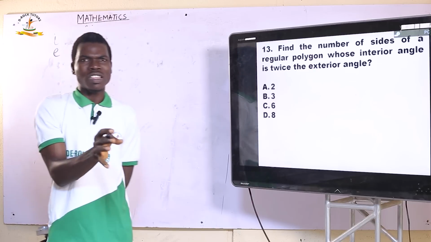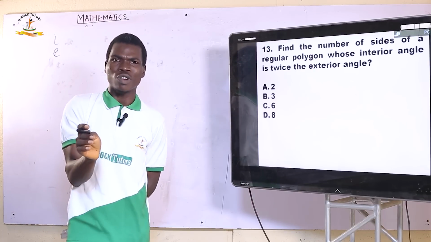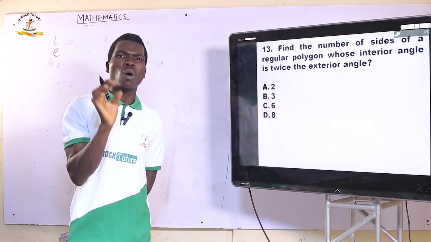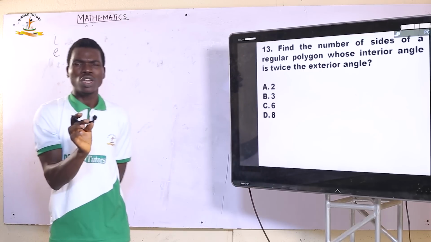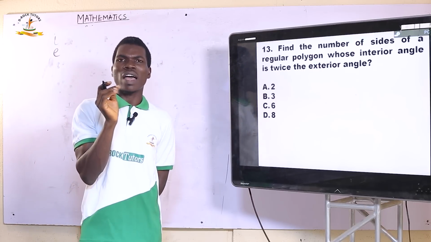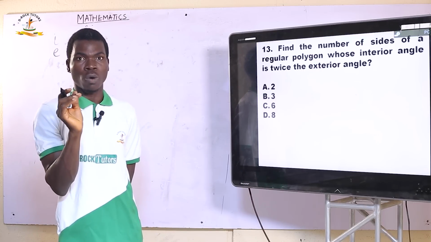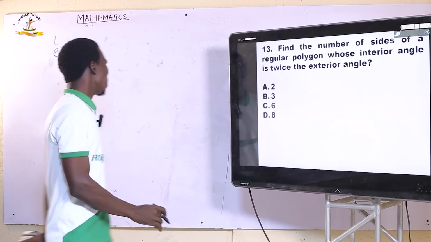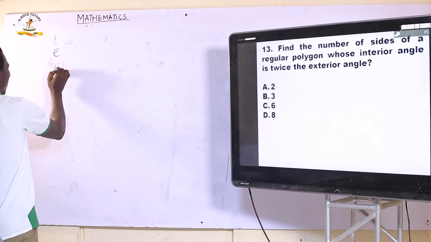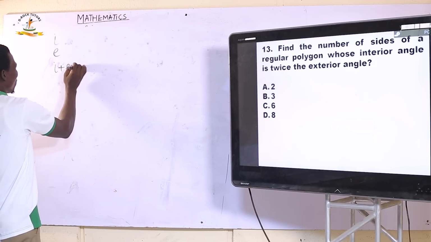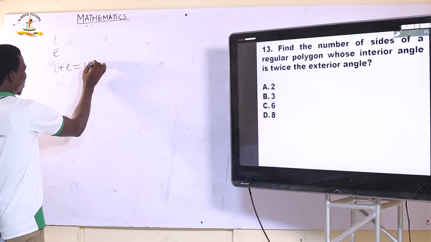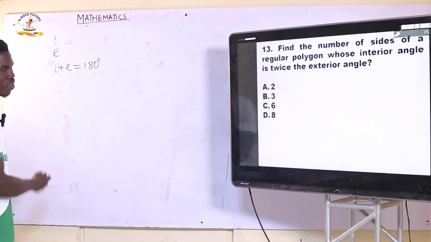The sum of the interior and the what? And the exterior must not be more than 180. In other words, you say the interior and this exterior are what? Supplementary. So let's see that I plus E must be equal to 180 degrees. That is the first thing you need to know.